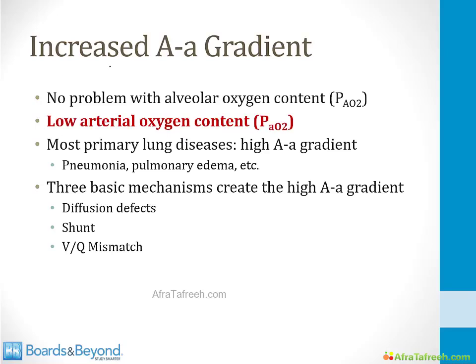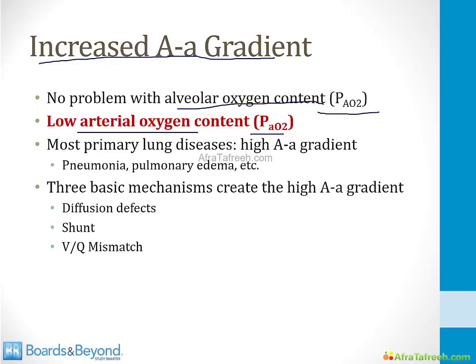Now let's talk about hypoxemia with an increased AA gradient. In these situations, there's no problem with alveolar oxygen content. The PAO2 is not decreased. The problem that causes hypoxemia with an increased AA gradient is that the arterial oxygen content becomes low. That's the PaO2.